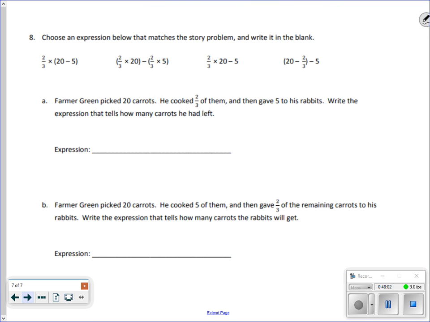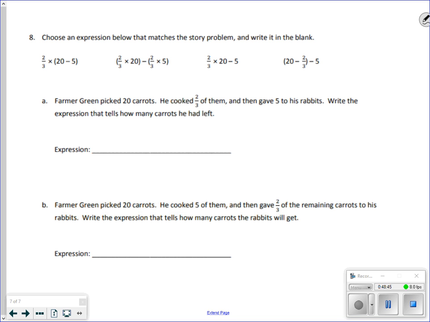Okay, and this is the last part. Now, this is actually something that you are going to have to do, where it's not as bad as you think. You're going to have to read a word story problem, and decide what expression you would use to solve the problem. So here you have 4 choices of an expression. Which one of these goes with the problem?